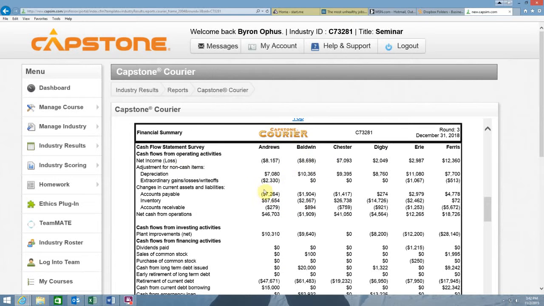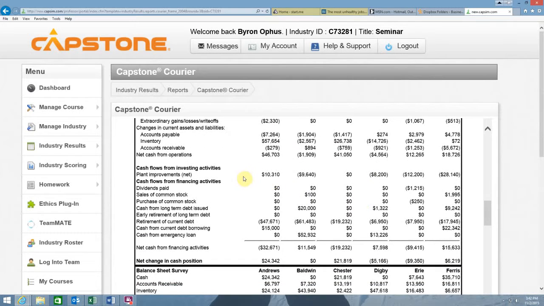So, cash flow statements. You had a nice increase in cash flow for Andrews because they got rid of some inventory. But remember, they had a tremendous amount of inventory, and likewise Chester got rid of some inventory, whereas Digby, Erie, and Baldwin all had some increases in inventory.